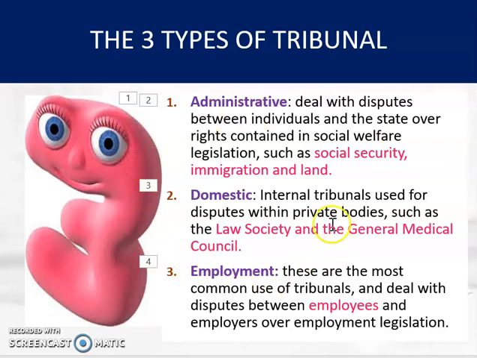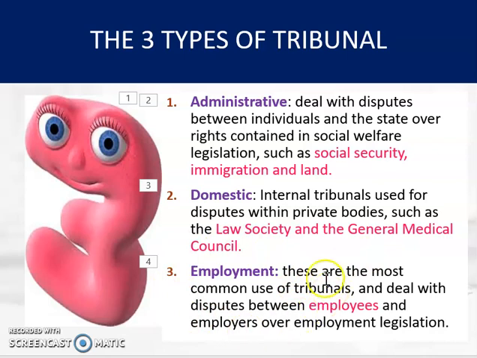A domestic tribunal is a tribunal that's used for disputes within private bodies. So the Law Society, which regulates solicitors, the GMC, which is regulating doctors and the medical profession. So that's going to deal with those specific disputes. And in a domestic tribunal, that particular tribunal is going to be expert, experienced in dealing with, say, solicitor disputes or medical professional disputes.